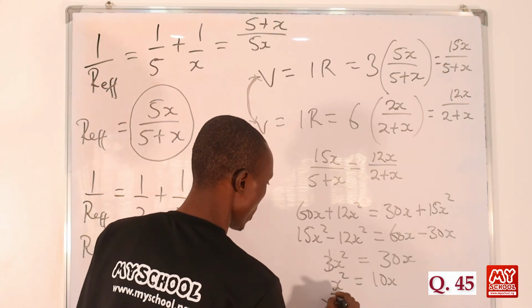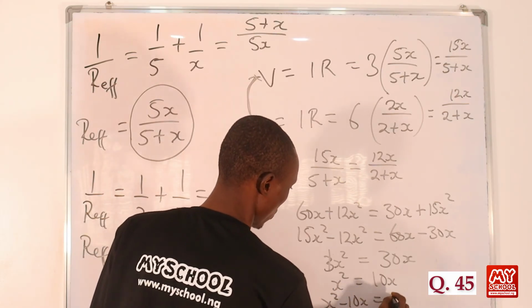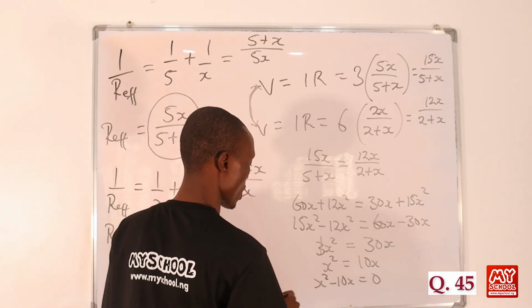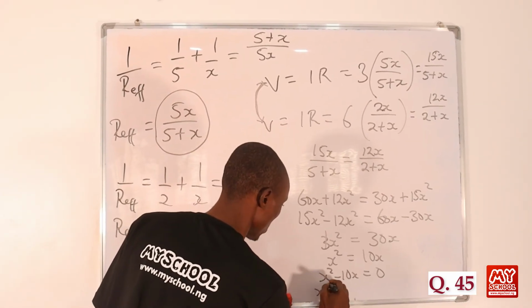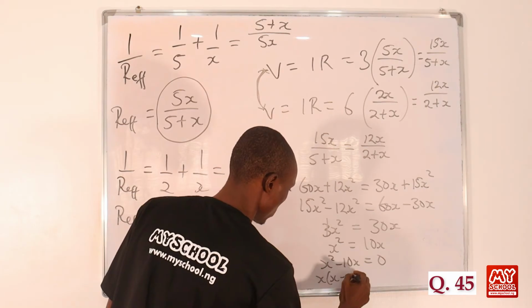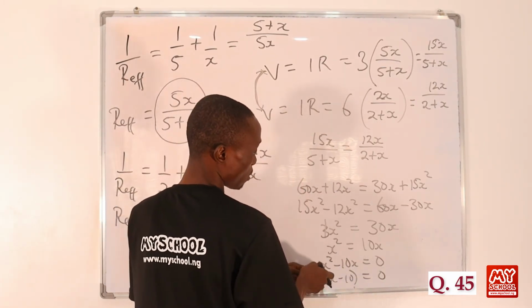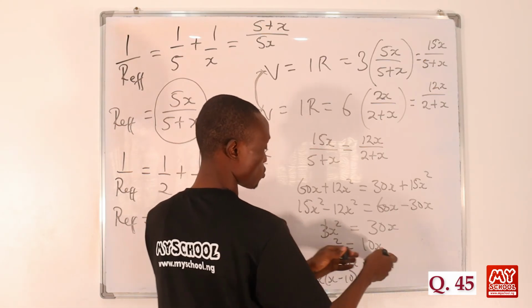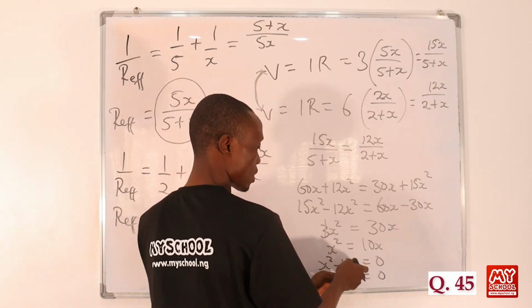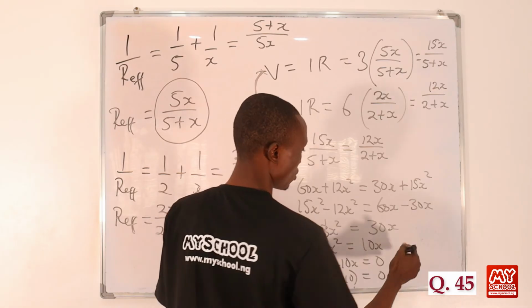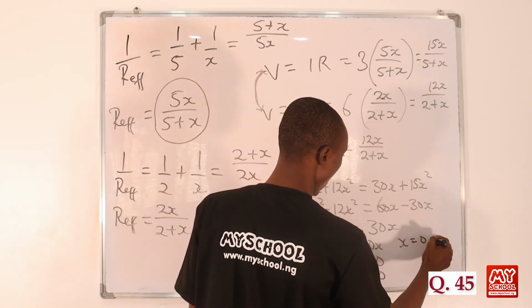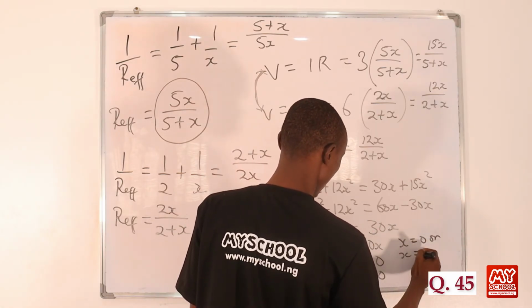So that s squared minus 10s is equals to 0. Then we can now factorize. So if we factorize, we have s come out and we have (s minus 10), and everything here is equals to 0. So remember, this is in a bracket of its own, so that s is equals to 0, or s, what is in the bracket here, is equals to 10. So we can say s is equals to 0 or s is equals to 10.